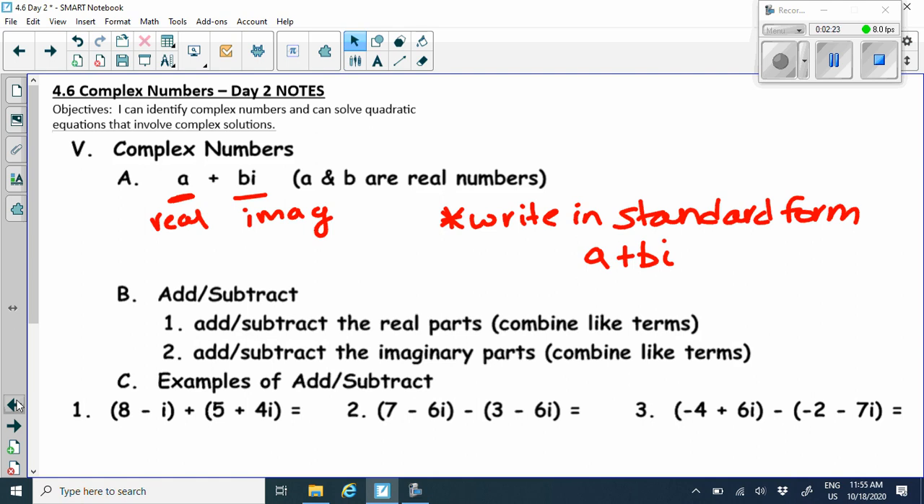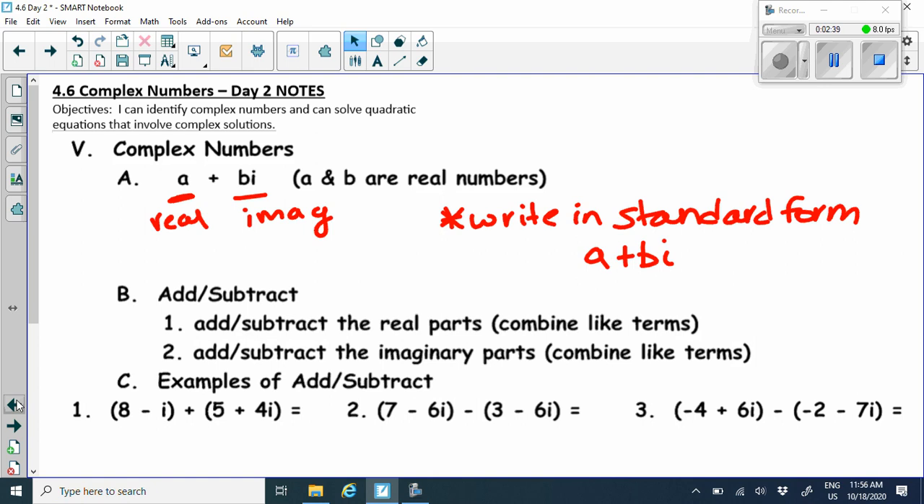Okay, so now we're going to include all that for adding, subtracting, and multiplying our values here. So adding and subtracting, basically this is very similar to if we were adding and subtracting anything with a variable. We are going to combine like terms.